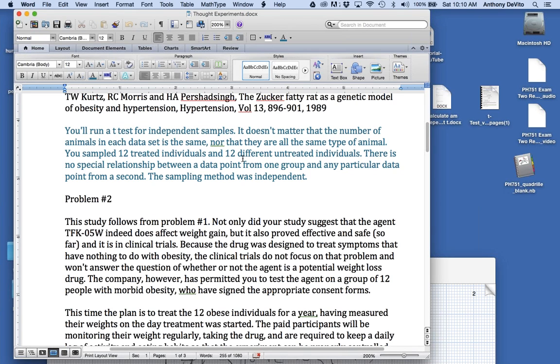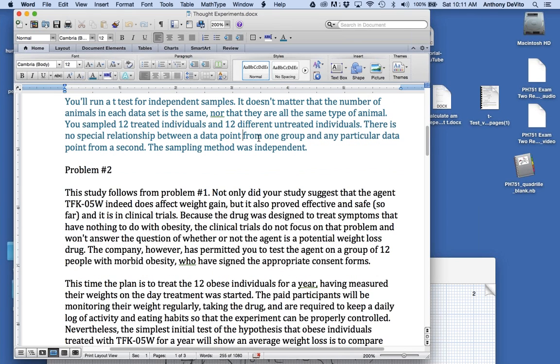Actually, you don't have to worry about sample size. That'll work itself out as you'll see when we do the calculations. In this case, we might have sampled 12 rats, and we might have put 12 rats into one group, 12 rats into another group. So we're going to do an independent samples t-test.